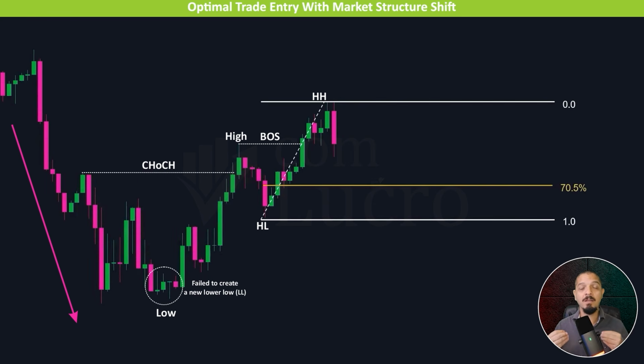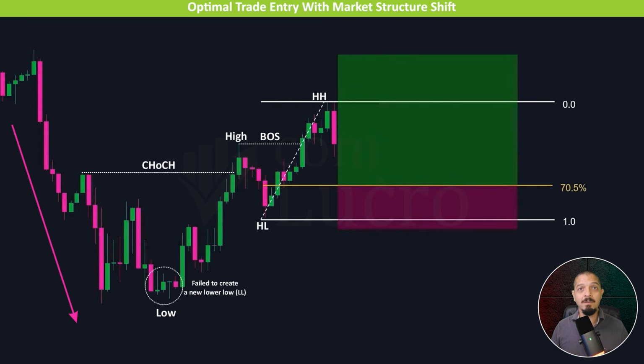We can now apply the retracement tool to the most recent impulsive move and place a buy limit at the 70.5% retracement level. Our stop loss is set a few pips below the swing low, and our targets are defined according to the trading plan. This is how we combine optimal trade entry with market structure shift concepts to execute a high-quality trade.